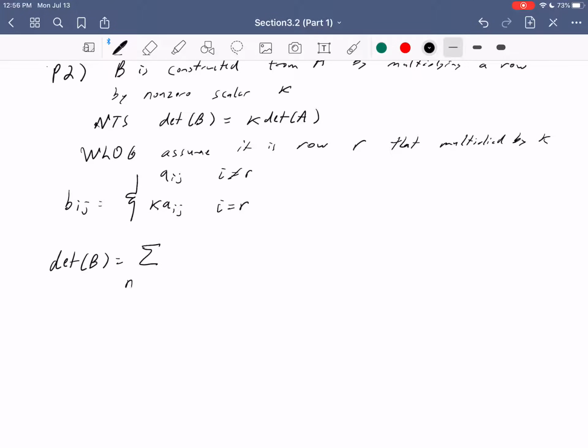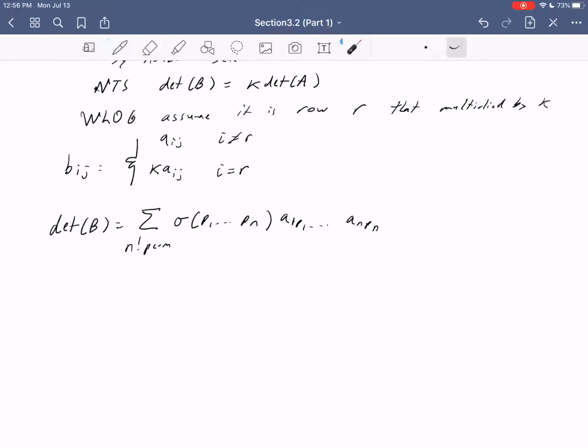It's the sum over the n factorial different permutations, the sign of each permutation times b1p1 down to bnpn. Once again, let's write this out a little bit more thoroughly and highlight when we hit that rth row. And again, I made the same sort of typo: these are b1p1, bnpn, of course, because it's matrix B that we're working with initially.